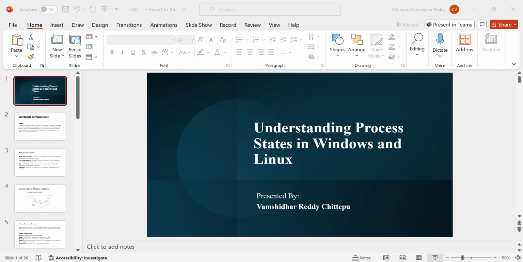Next, process states in Windows. Windows employs a set of process states to manage the life cycle of a process. The primary states are running, ready, waiting, terminated, and suspended. It is a program that is present in secondary memory that will be picked up by the operating system to create the process.